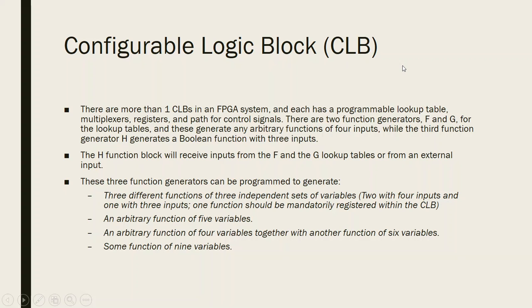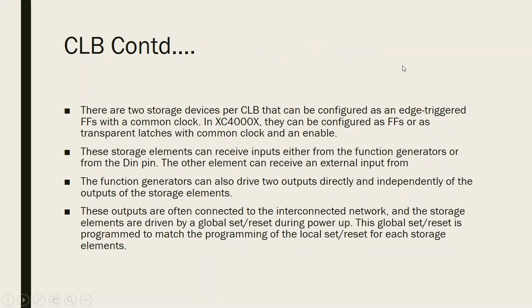Now, combining these 3 function generators, you can have the following options. First, you can have 3 different functions of 3 independent sets of variables. Then you have an arbitrary function with 5 variables, an arbitrary function of 4 variables together with another function of 6 variables, and some functions of 9 variables. So these are the various types of function generations that are possible using your CLB.